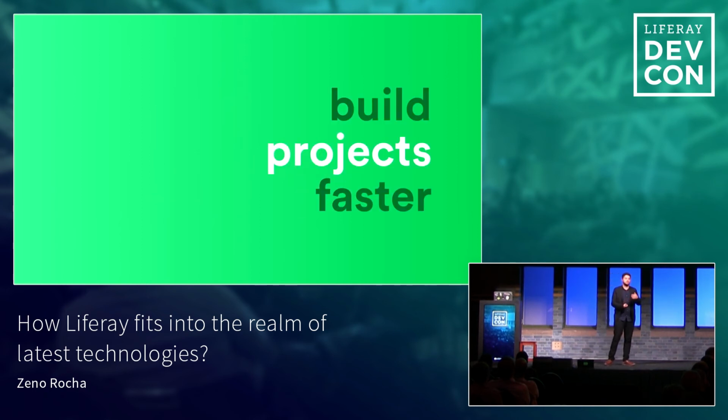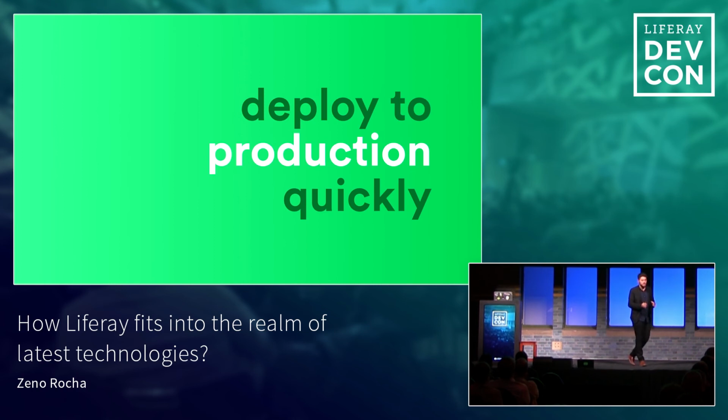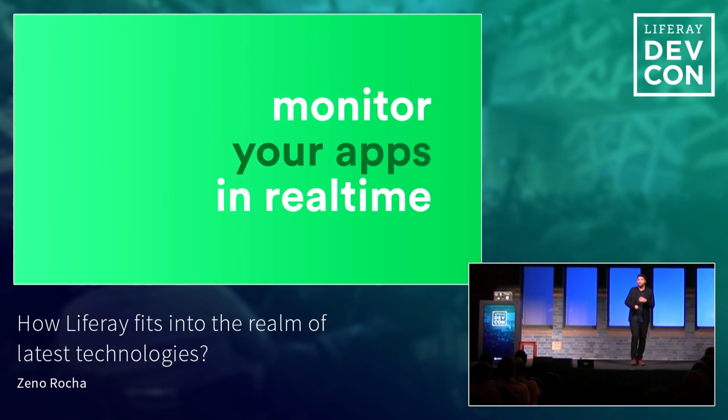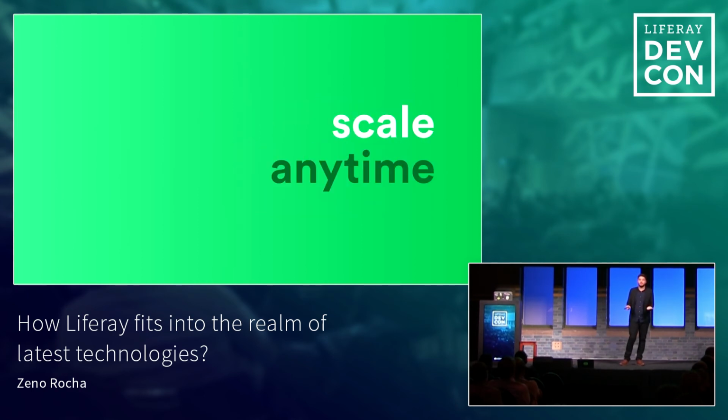You need to be able to build projects faster. That's the reality. You need to be able to make changes quickly. If you need to deploy something to production, you can't wait for a 2-hour window, or ask another team to do that. You need to be able to make changes fast. You need to monitor how your apps are doing. And you need to be able to scale anytime.